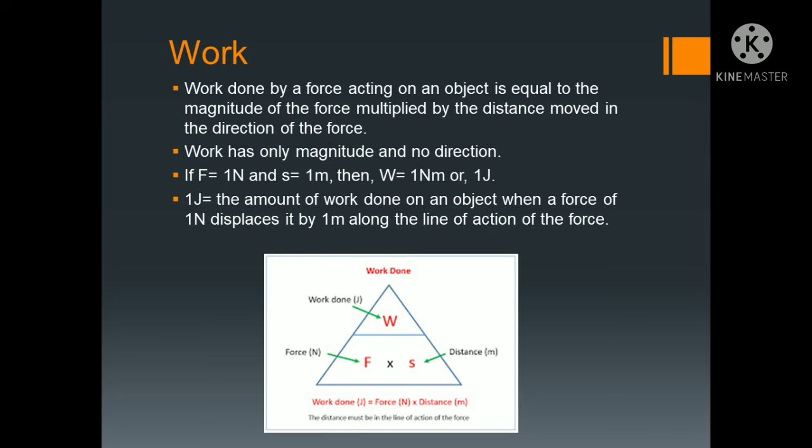If F is equal to 1 Newton, we know that the force SI unit is 1 Newton and the distance SI unit is meter. So S is taken as 1 meter, then W is equal to 1 Newton meter or 1 joule. So what is 1 joule? This is the definition of 1 joule: the amount of work done on an object when a force of 1 Newton displaces it by 1 meter along the line of the action of the force. So in this slide you have got the definition of work and 1 joule also. Please note it down, students.